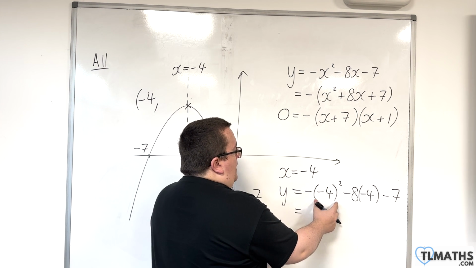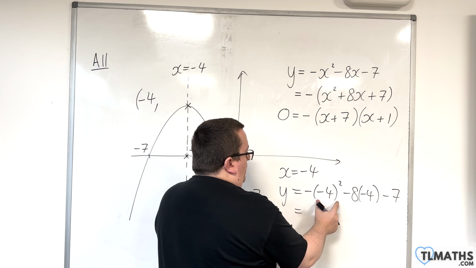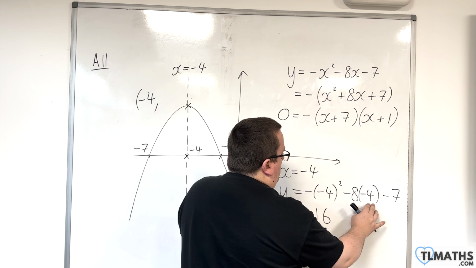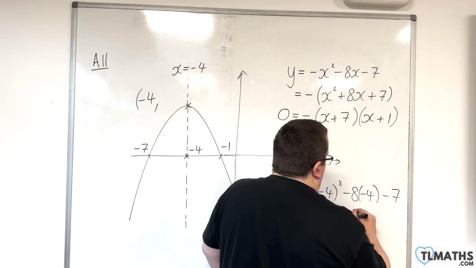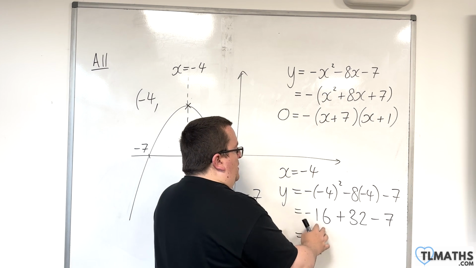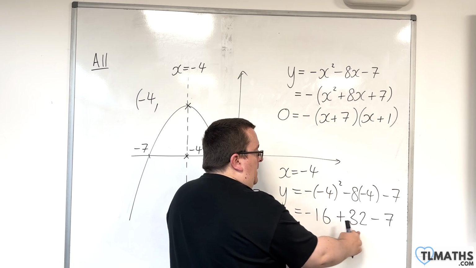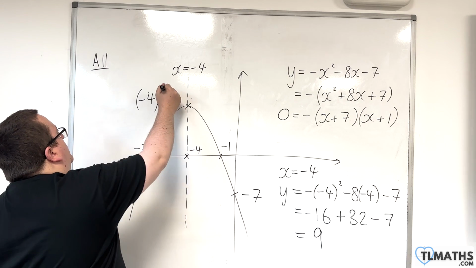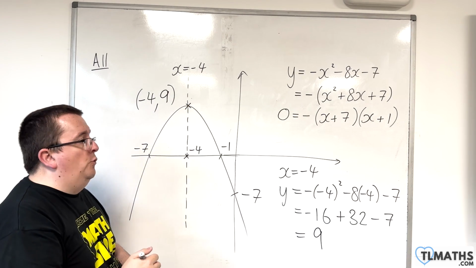Minus 4 squared is 16. We have minus that, so minus 16. Minus 8 times minus 4 is 32, so plus 32. And then we've got the take away 7 on the end. So minus 16 plus 32 is 16. Take away 7 is 9. So the coordinates of the turning point are minus 4, 9.